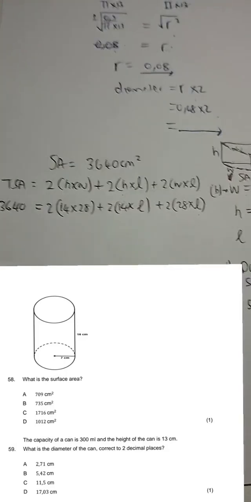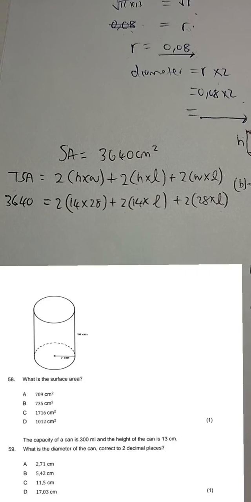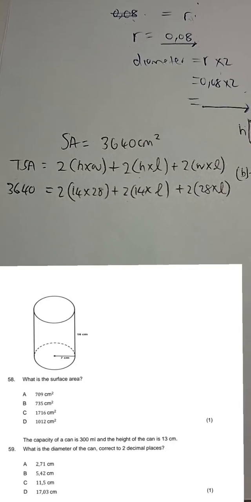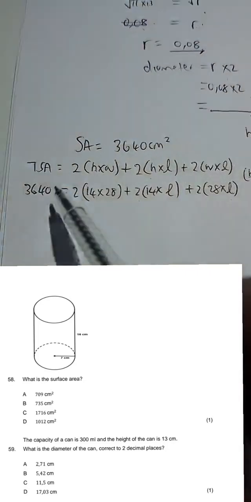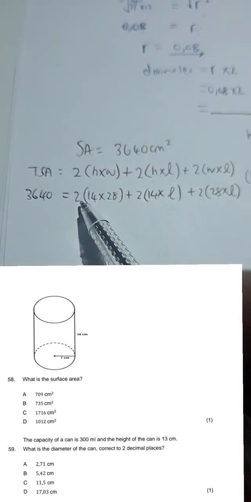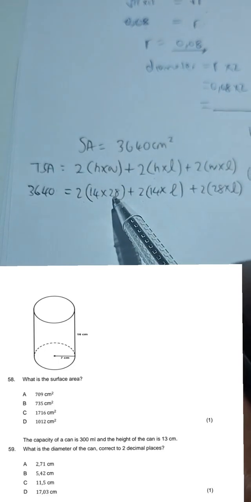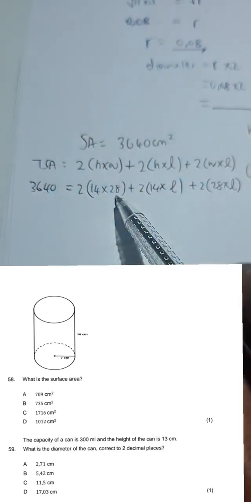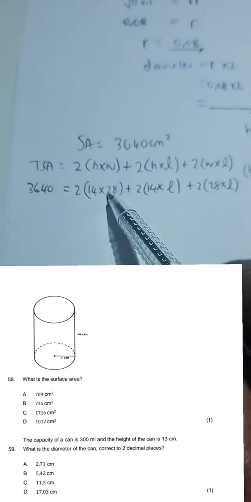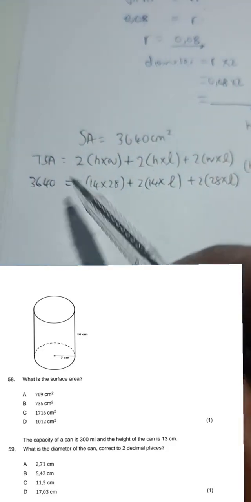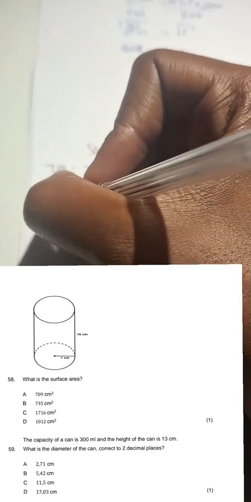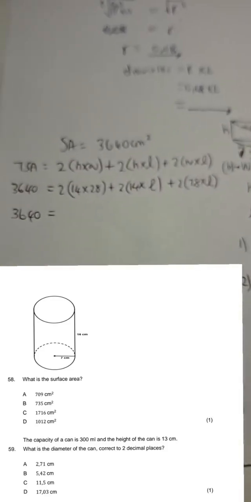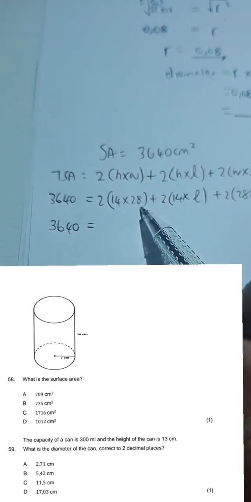Now I need you guys to be my calculators. I don't have a calculator with me, so I trust you to type in the right things. 3,640. What's 2 times 14 times 28? I wanted the value here because I can get it. So 14 times 28 times 2, what is that, guys? In the comment section, please. What's 2 times 14 times 28?